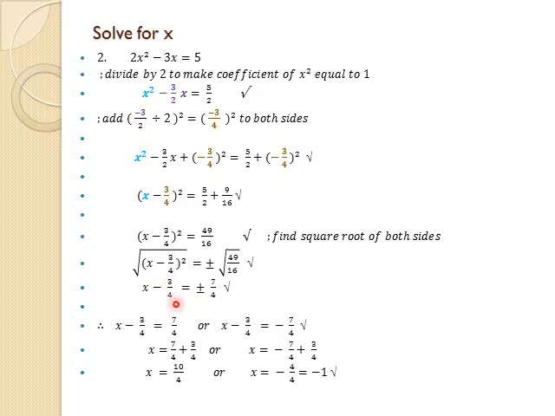So x minus 3 over 4 equals 7 over 4, or x minus 3 over 4 equals negative 7 over 4. If we take negative across, it becomes positive. 7 plus 3 gives me 10 over 4, which can simplify to 5 over 2. There, if I take negative over, minus 7 plus 3 would give me negative 4 over 4, which then equals negative 1. So those are the basic two ways we're going to test for you to complete the square.